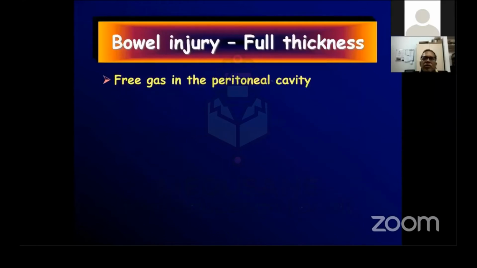Bowel injury, full thickness, is a simple thing. If you open up the abdomen, locate the bowel perforation, and the perforation area must be sutured well if it is vascular. If it is not vascular, you can do resection anastomosis or take a wedge of the bowel. So it must be bleeding at that time.